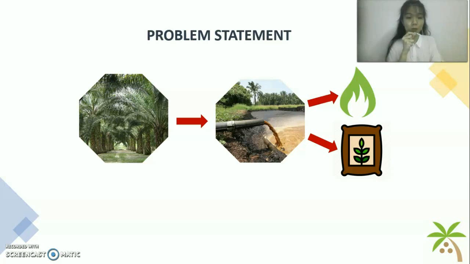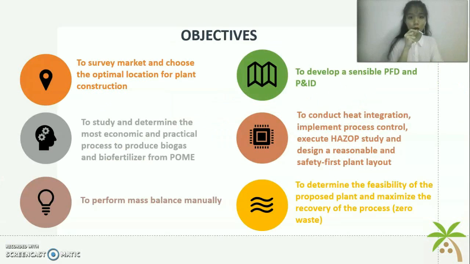The objectives of our project include conducting market study for both the products, biogas and biofertilizer, choosing an optimal location for plant construction, study and determine the most economic and practical process to produce the products, perform mass balance manually, develop a sensible PFD and P&ID, conduct heat integration, implement process control, execute hazard study, and design a reasonable and safety-first plant layout. Lastly, our project is also aimed to determine the feasibility of the proposed plant and maximize the recovery of the process too.